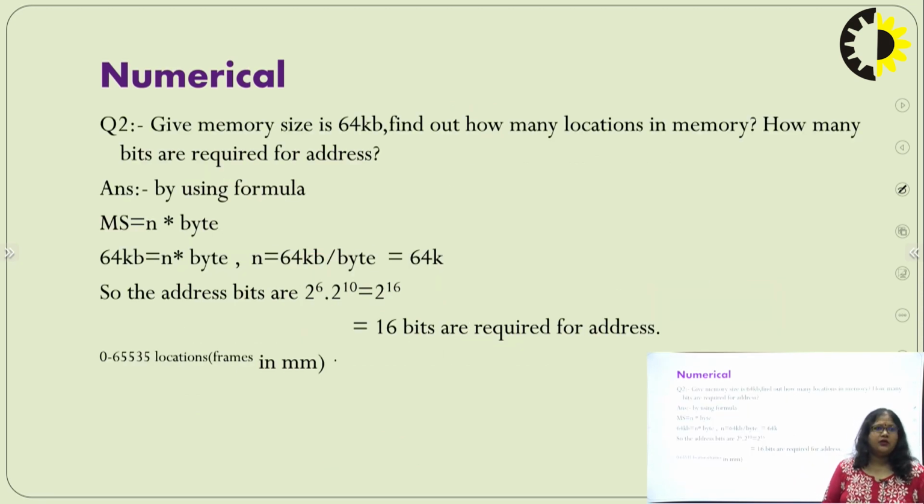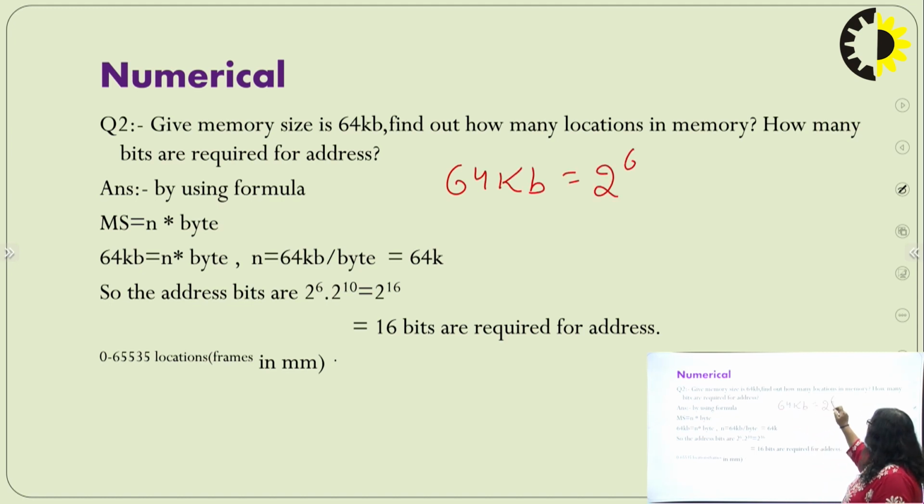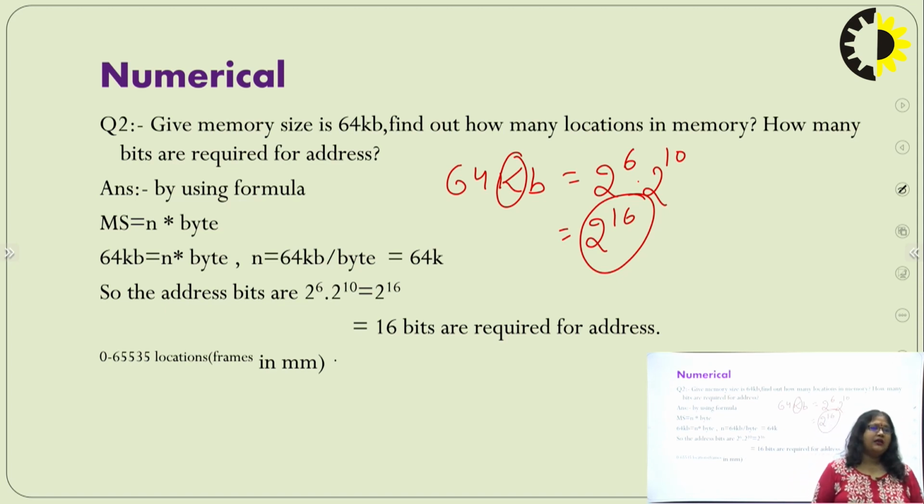Now the second question. Here we are required to find how many bits are required for the address. In this particular question we have the complete size of the memory, 64 KB. First we have to convert this: 64 KB equals 2 to the 6 times 2 to the 10, because 1K equals 1024, so it is 2 to the 10. So it is basically 2 to the 16. So the address bits in this particular case are 16. 16 bits are required for the address.